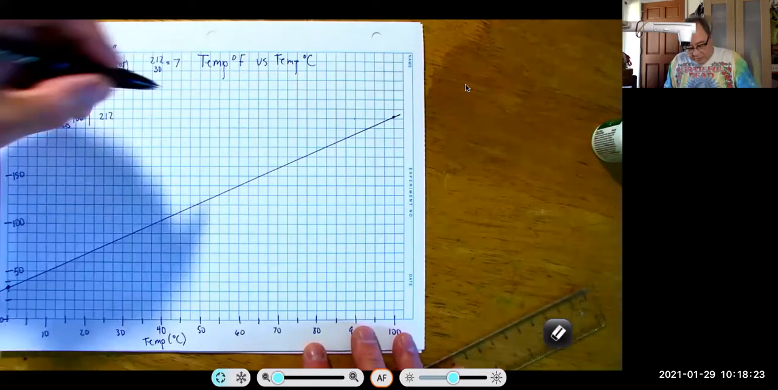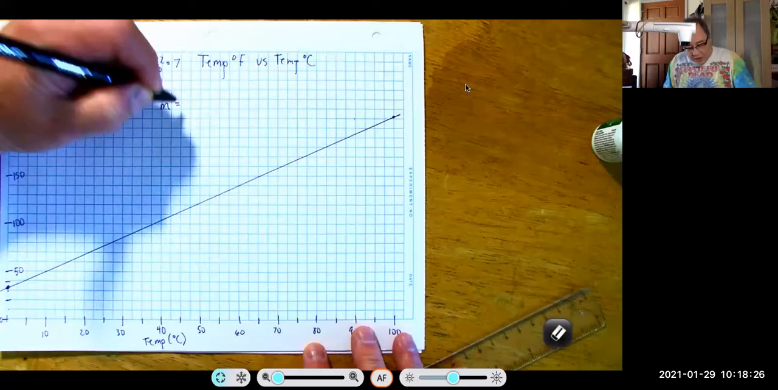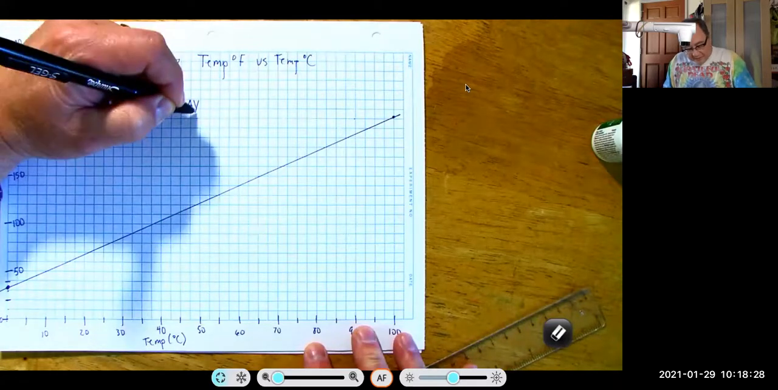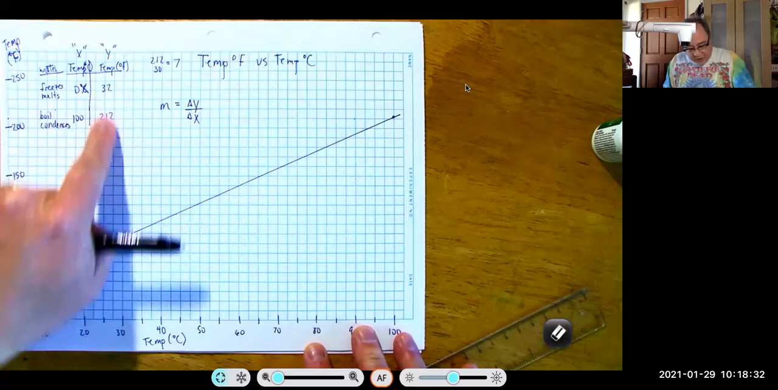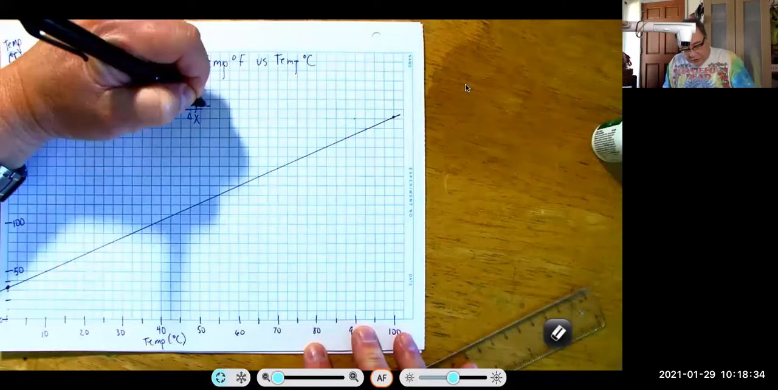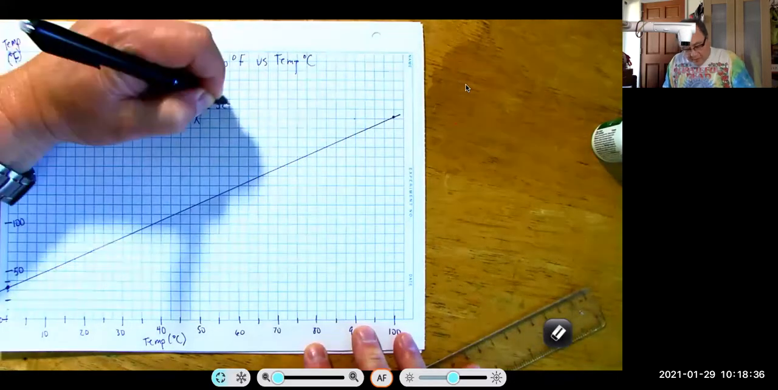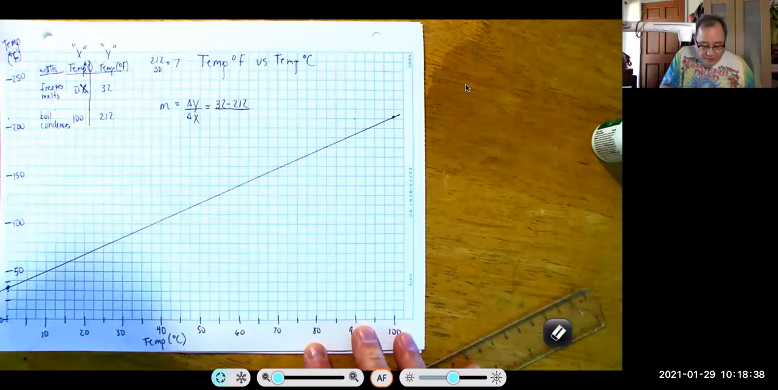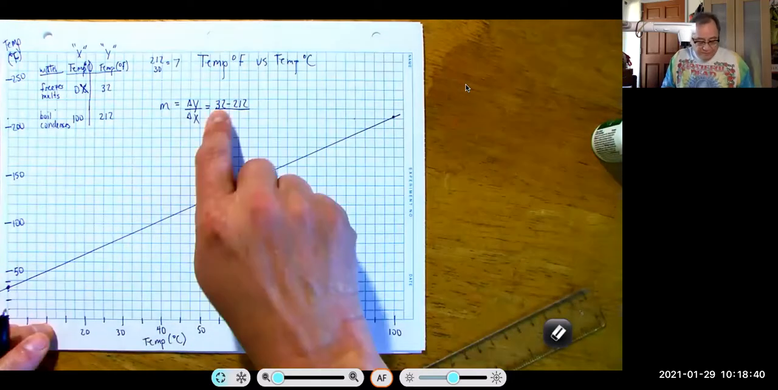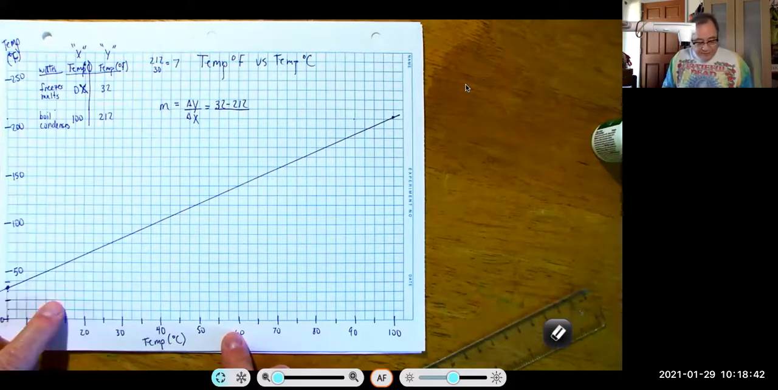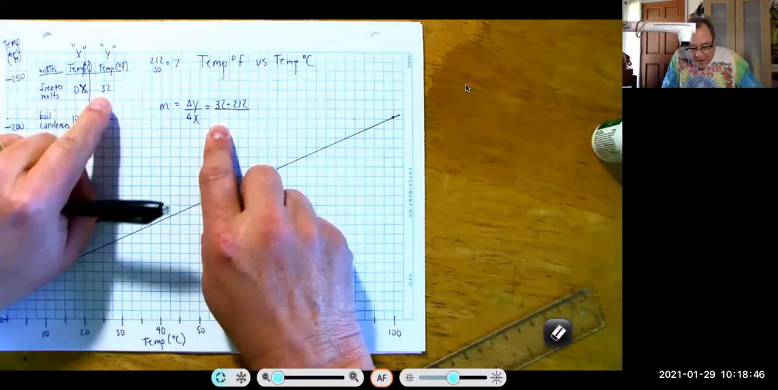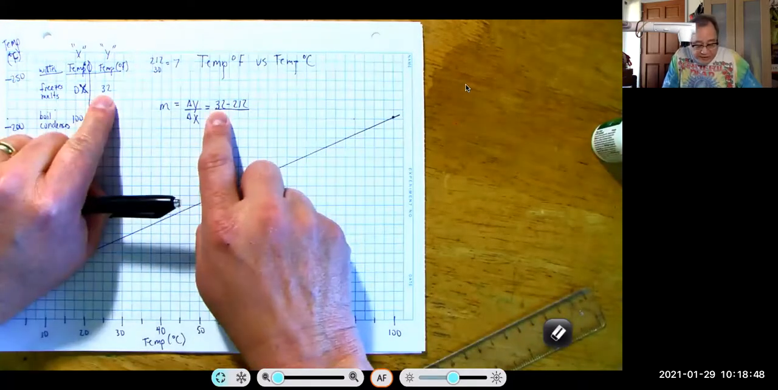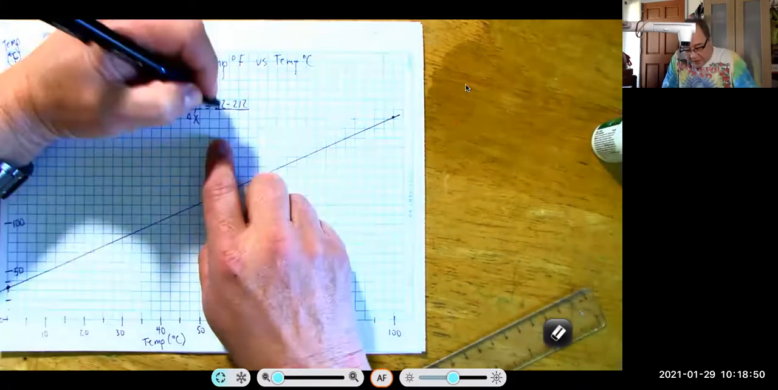Now for the slope, we're going to do the change in y over change in x. And that's where it's really nice to have this. Here's the y's. So I'm going to do 32 minus 212 on purpose. Normally we put the bigger number first, 212, but I'm doing it backwards. Now for the change in x, whatever my y is here, I use the x here. So 0 minus 100.